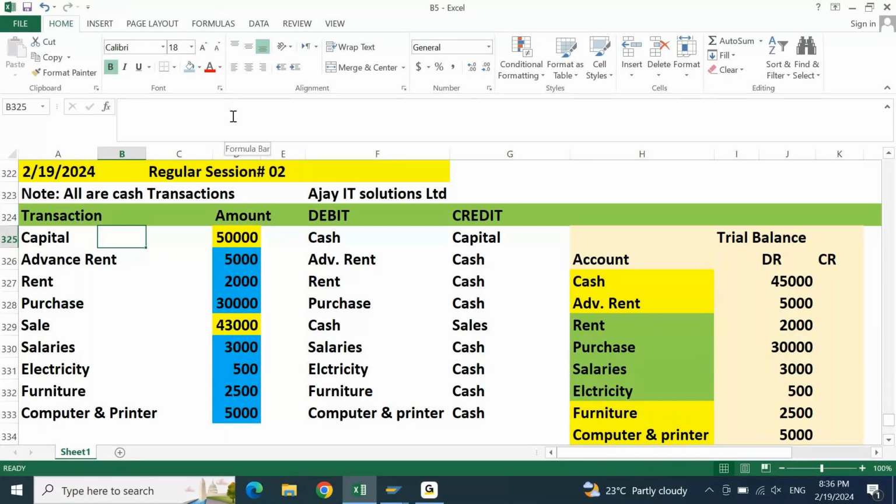Okay. Because I see rent as a liability, but the advance rent wasn't. So I just wanted the clarification. Yeah, rent is an expense, advance rent is an asset.